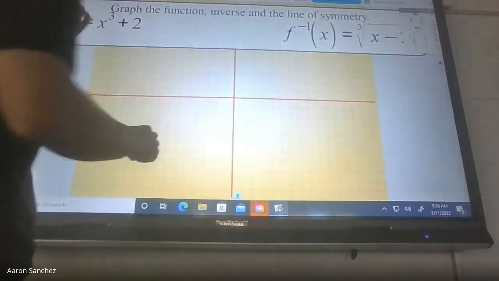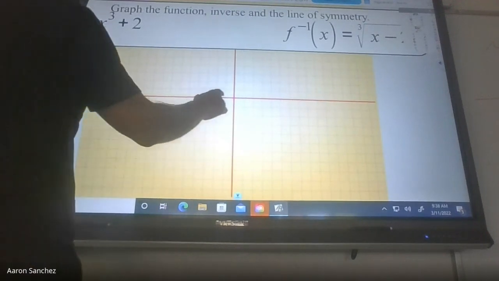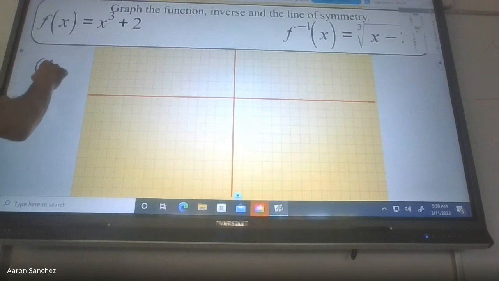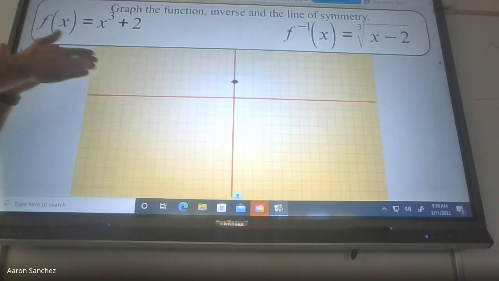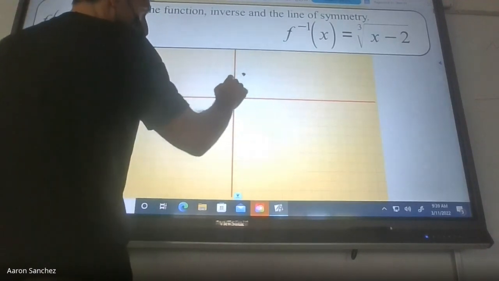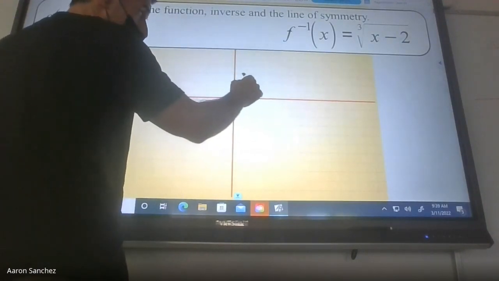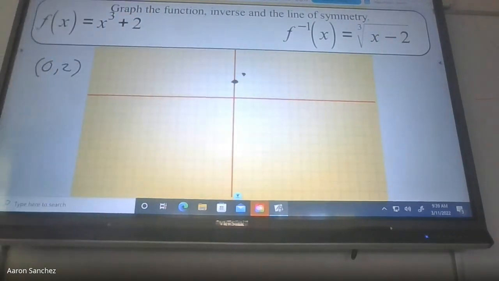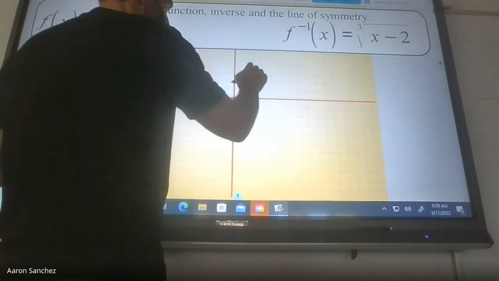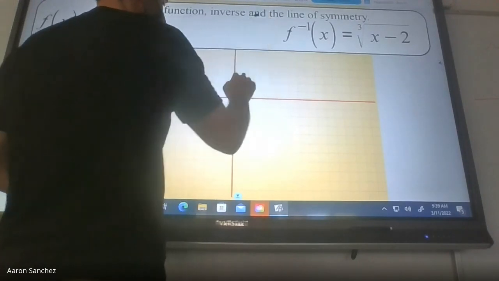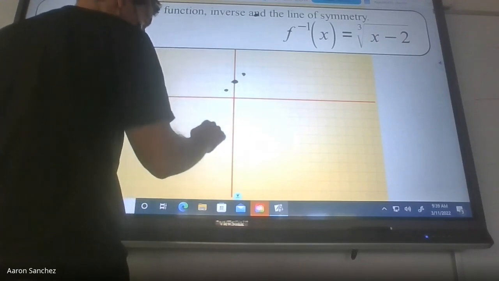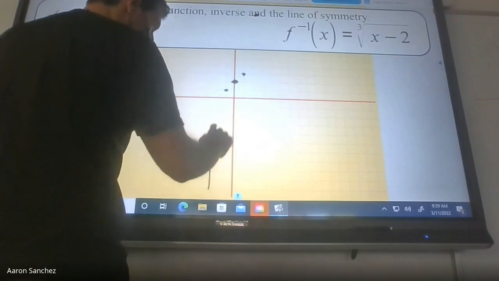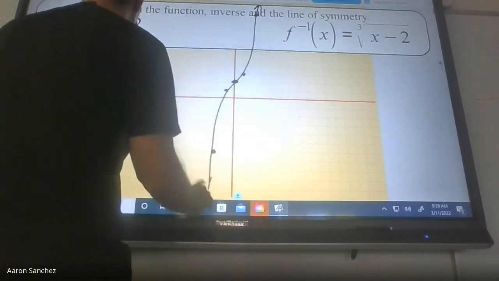Let's graph this one, x cubed plus 2. My h and k are 0, 2. So I go up 2, boom. And then I cube everything. Over 1, what's 1 cubed? 1. Over 2, what's 2 cubed, class? I feel like I lost you. 8. So somewhere up here. Negative 1 gives negative 1, and negative 2 cubed is negative 8. So there's my graph, and I'm going to label this f of x.